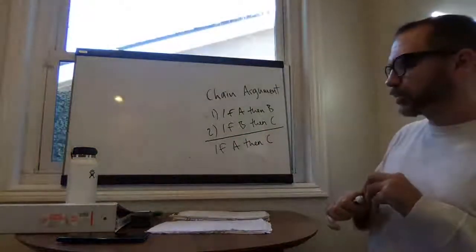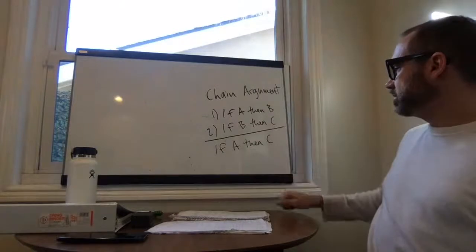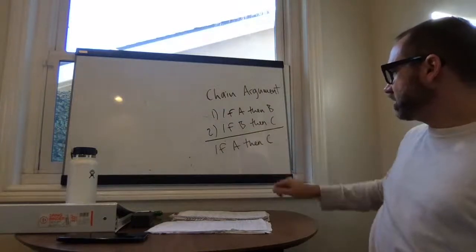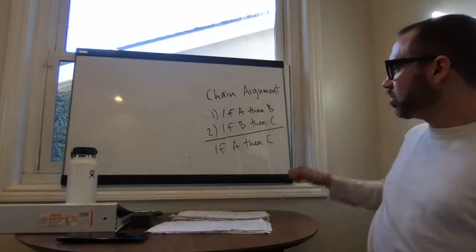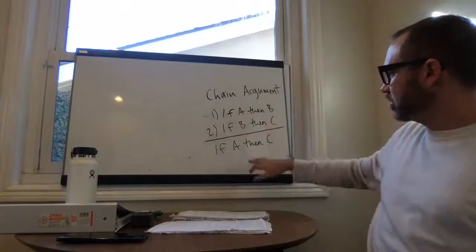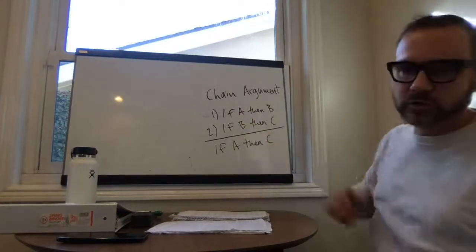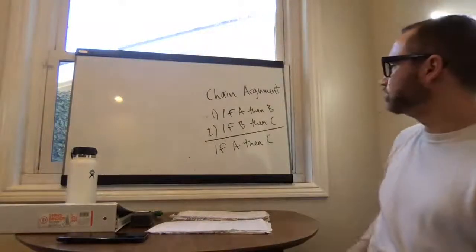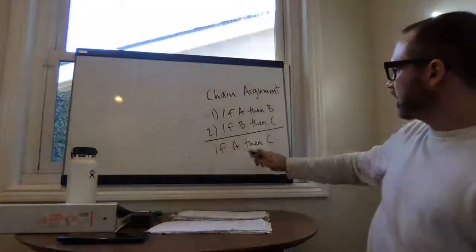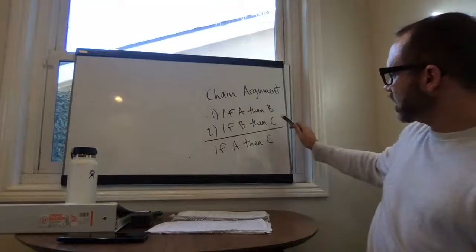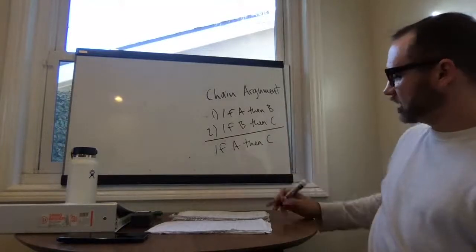Okay, so if A causes B and B causes C, then overall, if A occurs, then through this chain reaction of events, C will also occur. Like if I run, then I will sweat. And if I sweat, then I will need to take a shower. So if I run, then I will need to take a shower.